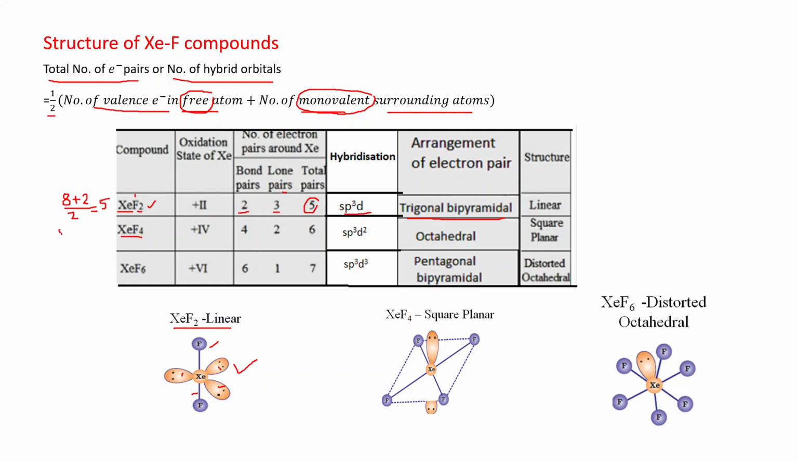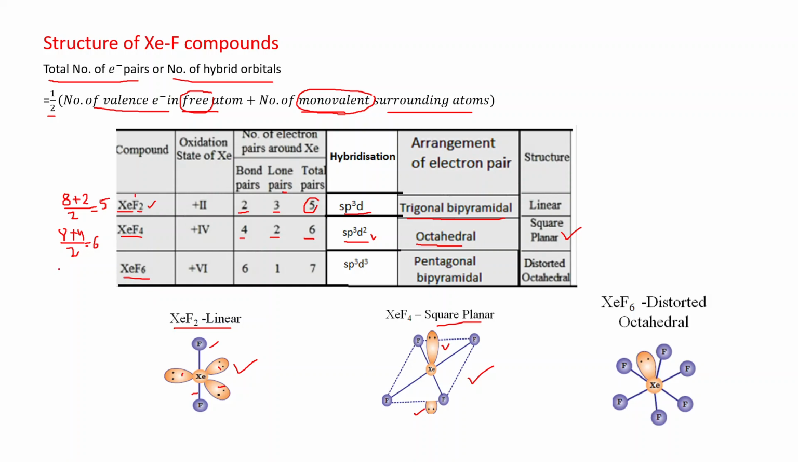Now come to XeF4. In the same way we can find this: 8 plus 4 divided by 2, and this will come to 6. Total number of electron pairs is 6, or we can say number of hybrid orbitals is 6. That's why hybridization is sp3d2 and these hybrid orbitals are arranged in octahedral manner. But out of these 6 electron pairs, 4 are bond pairs and 2 are lone pairs. That's why geometry becomes square planar. You can see this diagram. One lone pair is above the plane and one lone pair is below the plane.